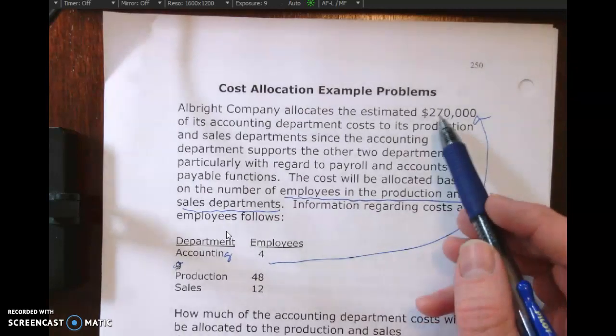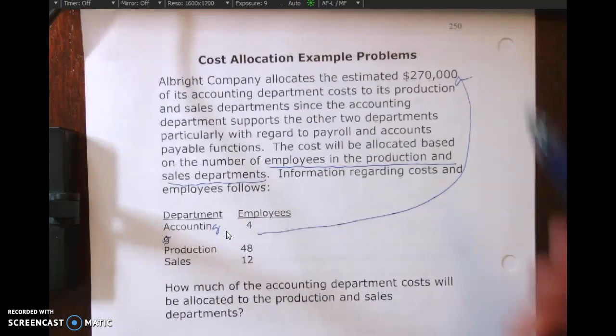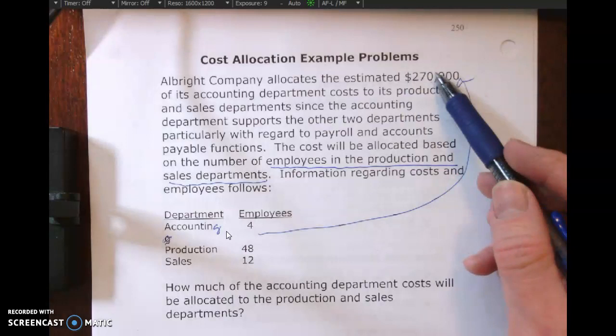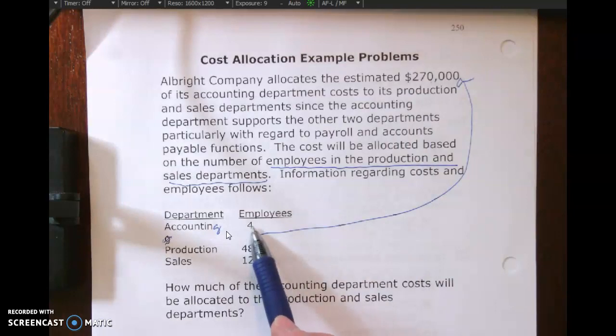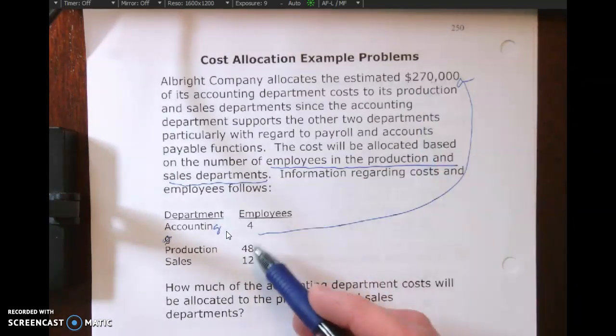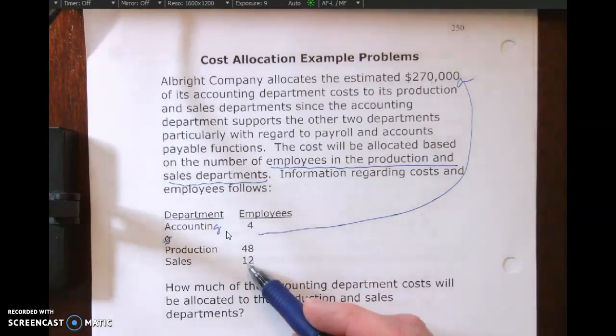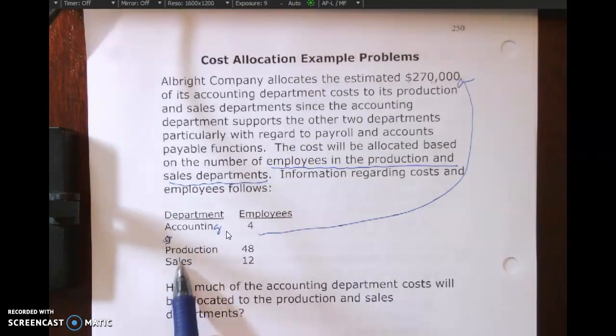And so if we take a step back and think about what we're trying to do here, we're trying to allocate this $270,000 of accounting department costs, which represents the cost for these employees and probably some other costs, maybe supplies or something like that. And we're trying to allocate that $270,000 to production and sales. And why are we doing that? Because accounting is a shared function between production and sales. Okay, it's a shared function. And so we want to allocate these costs to these 2 production departments.